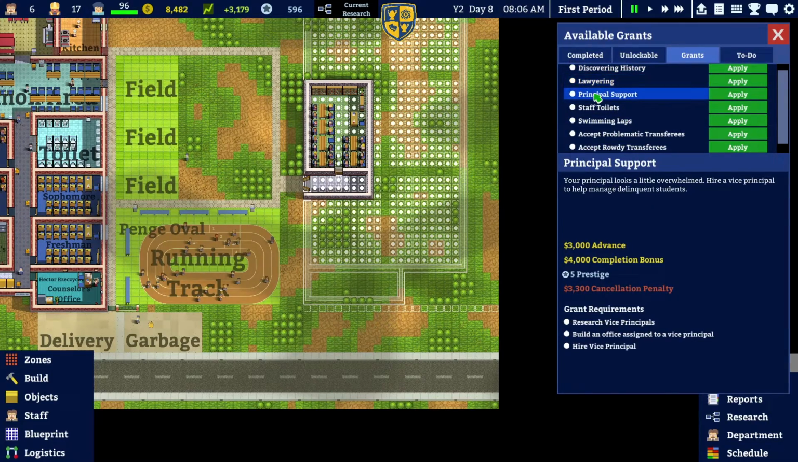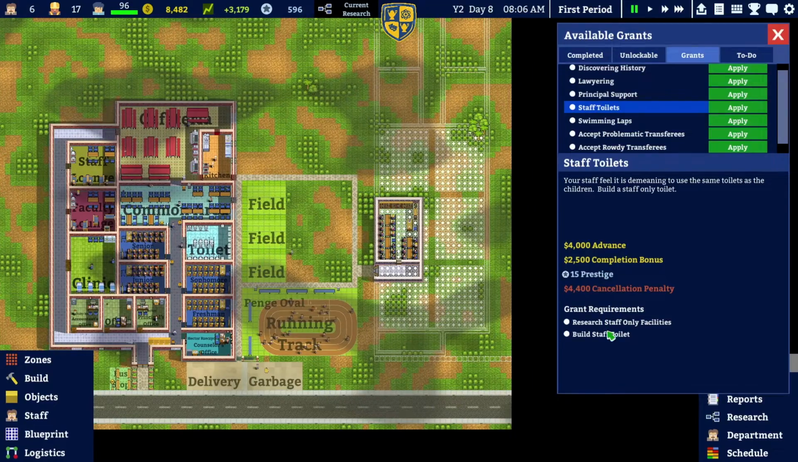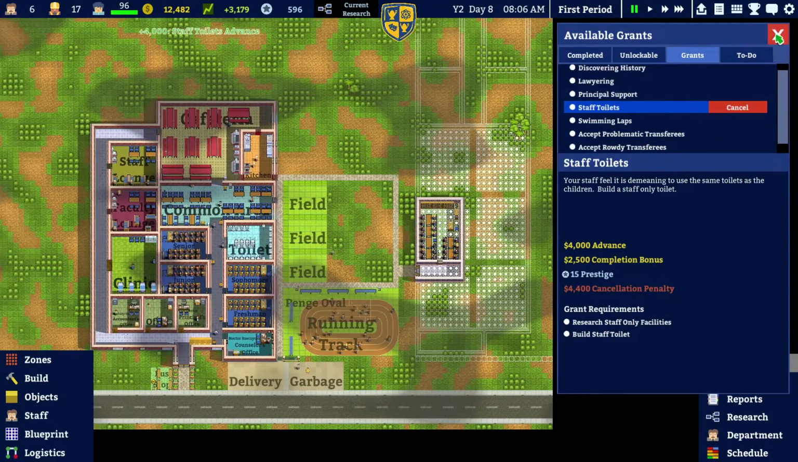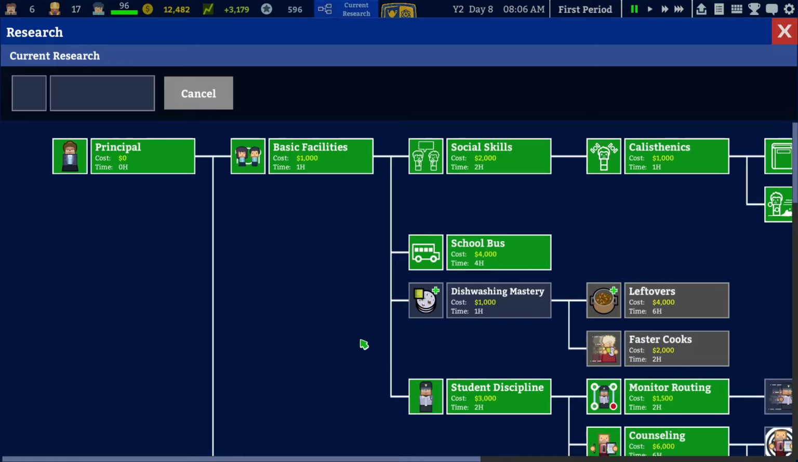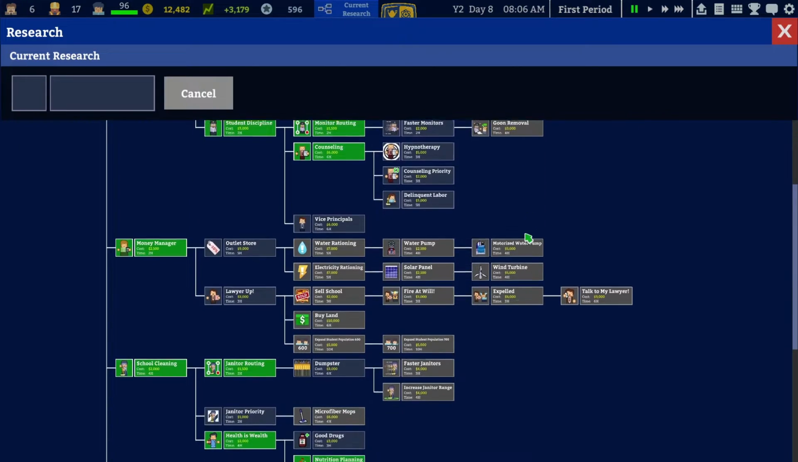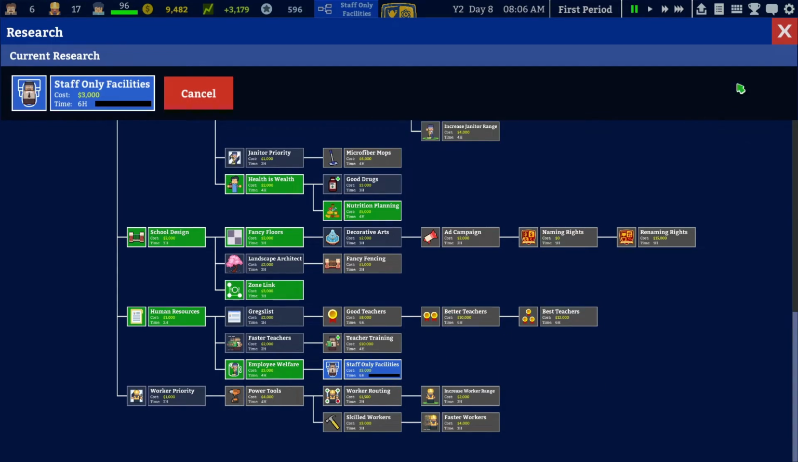Lawyers, not bothered. Principal support, not first. Staff toilets. Could go up here. It does cost us money though to have the toilets in, but that's probably a good thing to do. £4,000 advance, £2,500 completion. Yeah, let's do that. Let's have staff toilets. So we need to research staff only facilities, which is somewhere in here. There it is, £3,000. Crikey. So the money we got from winning that thing is enough to pay off that thing. Okay, fine. There we go.